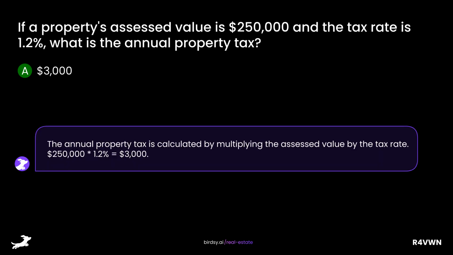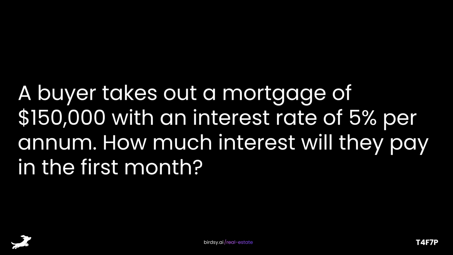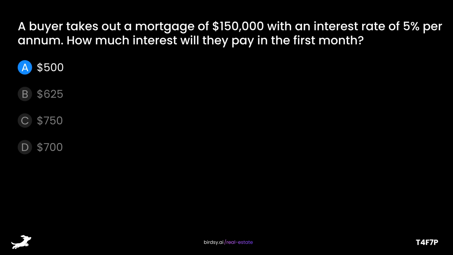The annual property tax is calculated by multiplying the assessed value by the tax rate. $250,000 multiplied by 1.2% equals $3,000. A buyer takes out a mortgage of $150,000 with an interest rate of 5% per annum. How much interest will they pay in the first month? Is it A, $500, B, $625, C, $750, or D, $700? The answer is B, $625.